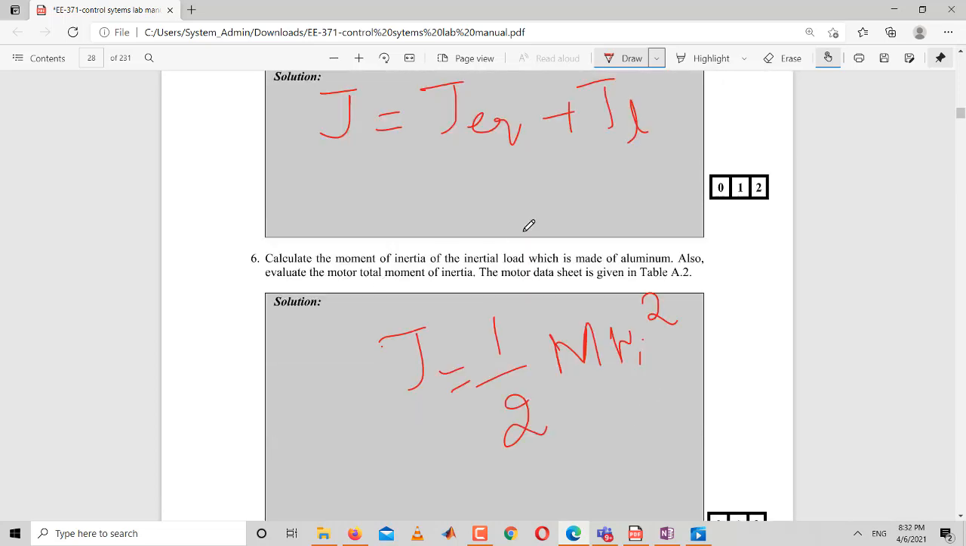For question number 6, we have to calculate the value of this JL. The JL is basically the inertia of the load, and you know that the load is a circular disk. For a circular disk, the formula for calculating the inertia is half into the mass of that disk into the square of the radius of that disk. The values of mass and radius are given to you in the table. You have to plug in the values and calculate the inertia of the load, and then compute the total inertia by adding the load inertia to the equivalent inertia of the motor.